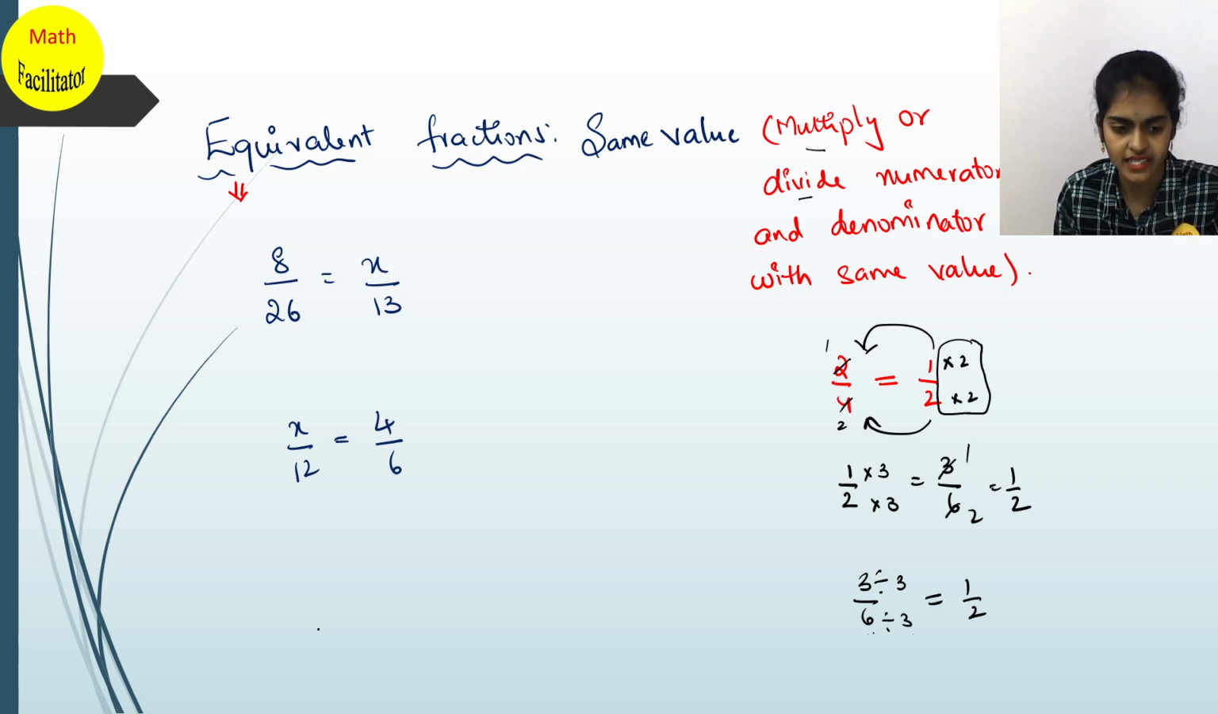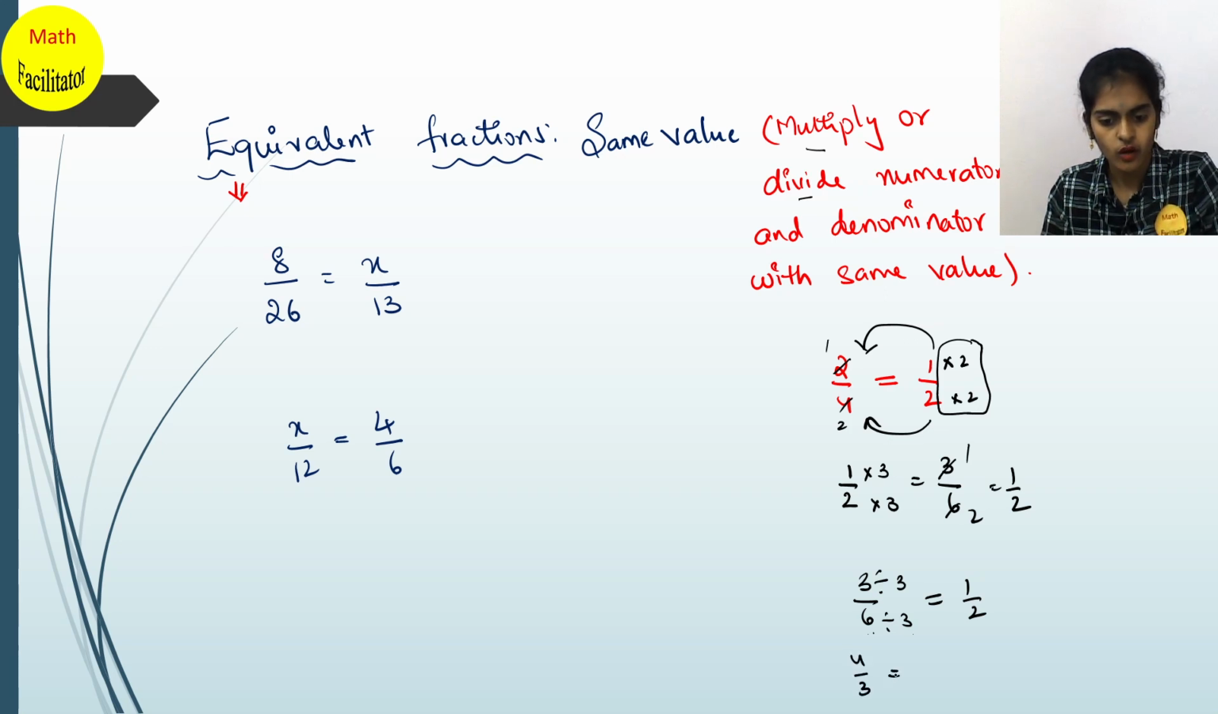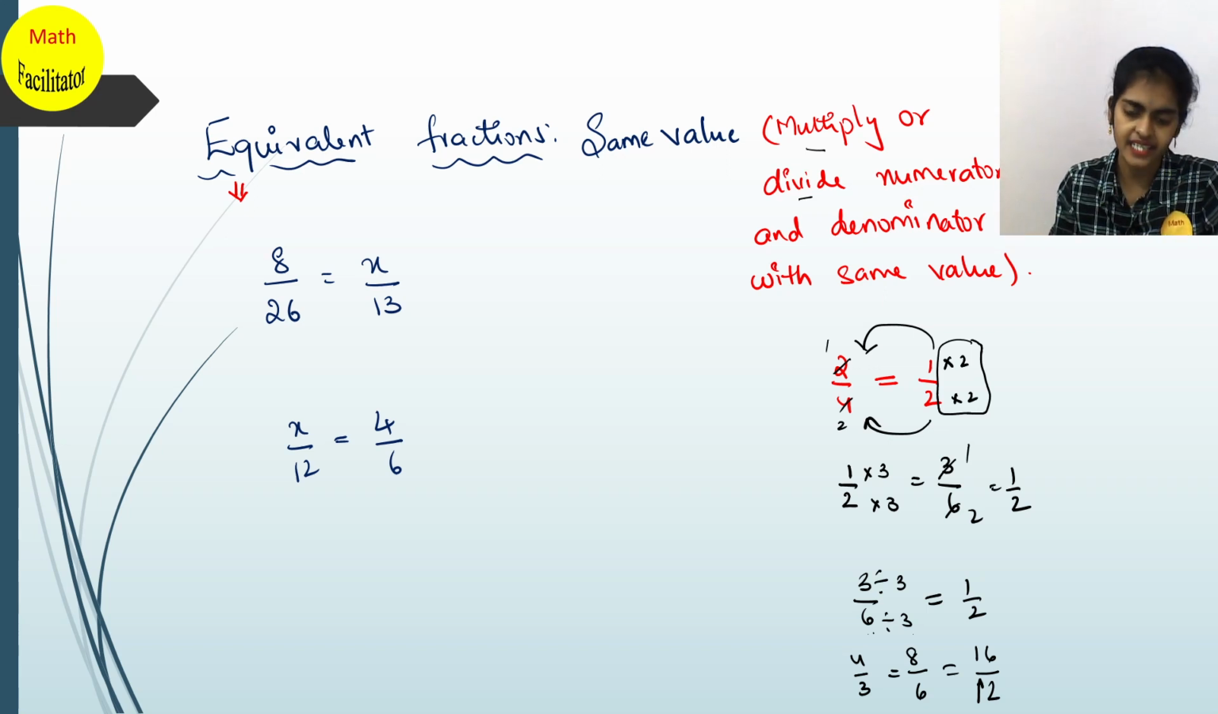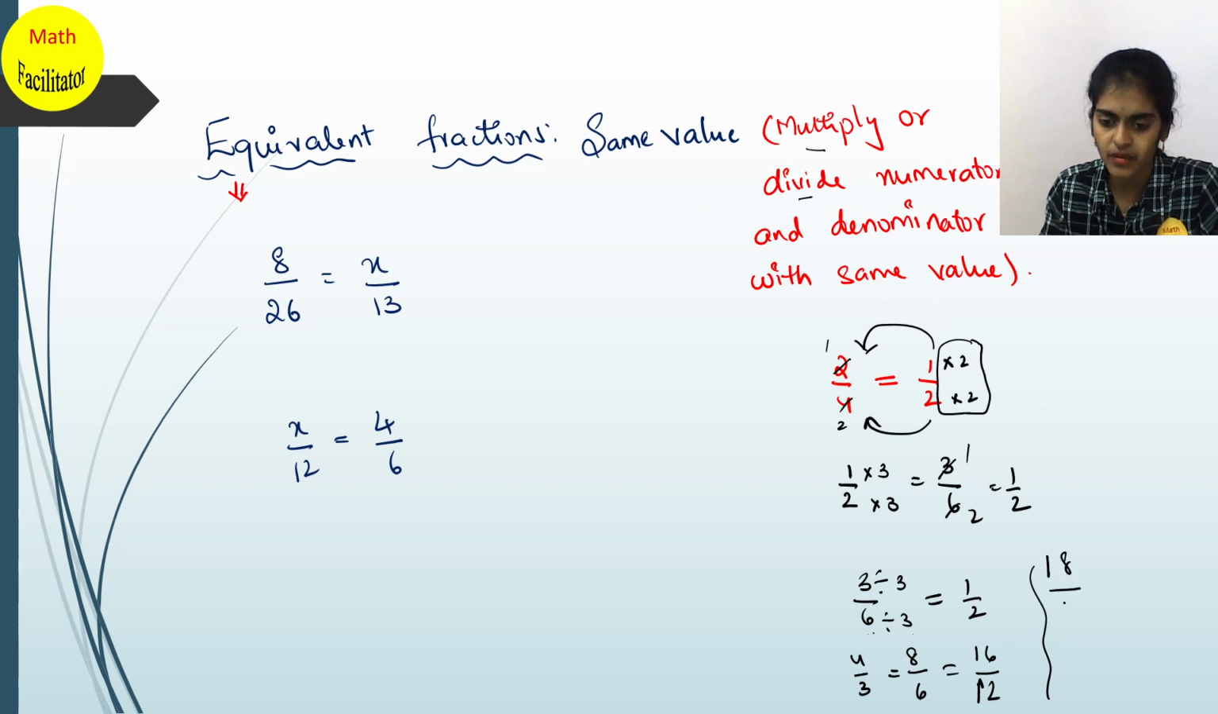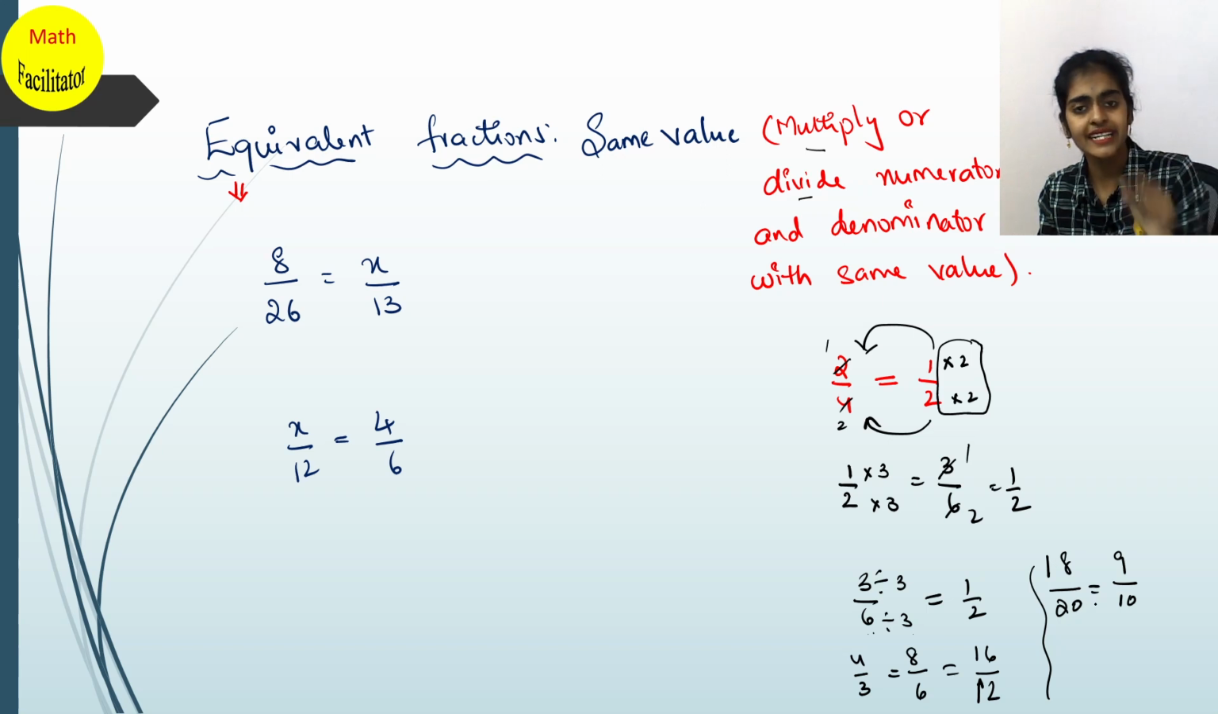I'll just give you some examples. Take 4 by 3. If I multiply the numerator and denominator by 2, I'll get 8 by 6. If I again multiply by 2, I get 16 by 12. So all these are equivalent fractions, right? Let us take one more example, say 18 by 20. If I divide by 2, 18 divided by 2 gives me 9, and 20 divided by 2 gives me 10. So 18 by 20 is equivalent to 9 by 10. 9 by 10 is already the simplest form, you cannot divide it further. Clear with this?